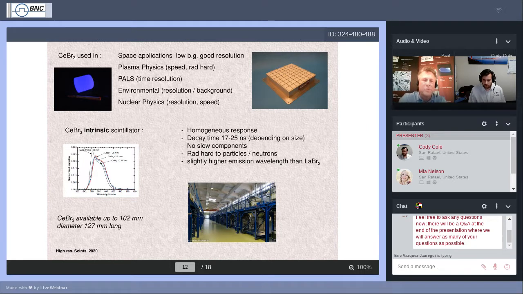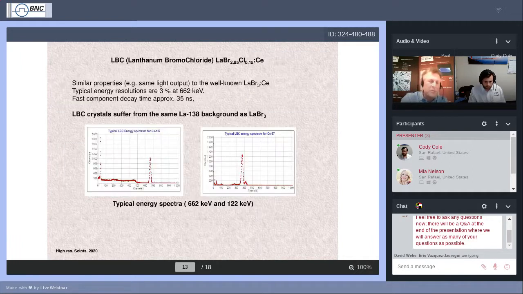It has a homogeneous response and a decay time, roughly 17 to 25 nanoseconds, depending a little on the size. There are no slow components. It's radiation hard to particles and neutrons, and the emission wavelength is a little higher than lanthanum bromide. At the moment, cerium bromide is available up to 100 millimeter diameter, 127 millimeter long.